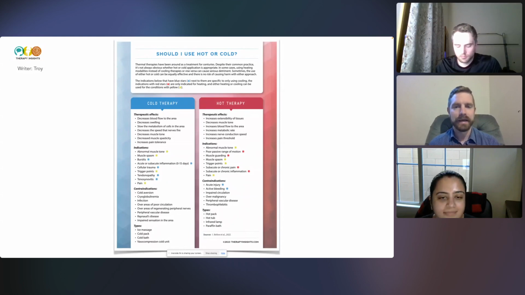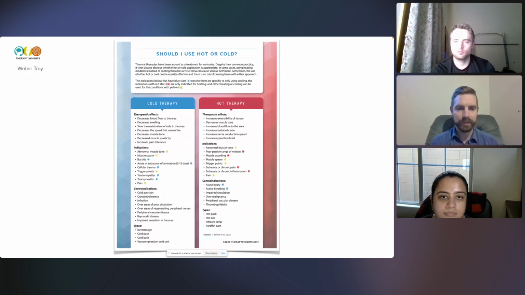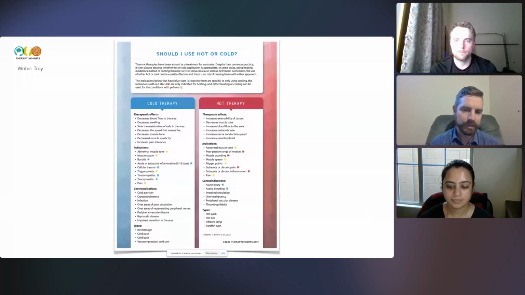The big one that I think a lot of people would understand is an acute injury. That's something we're not going to put heat on. If someone is actively hemorrhaging, we're not going to put heat on that and increase blood flow. But if someone has cellular trauma, meaning a wound or an injury, we're going to put cold on that. If they have a tendinopathy, we're going to put cold on that. Bursitis, cold. Versus abnormal muscle tone, trigger points, or pain, those can be used with either hot or cold therapy. At the end, it does mention contraindications.